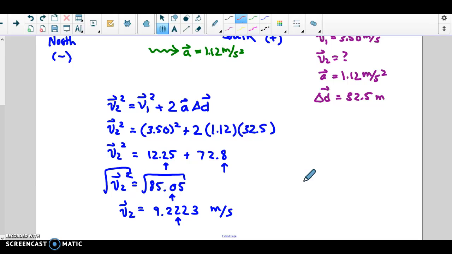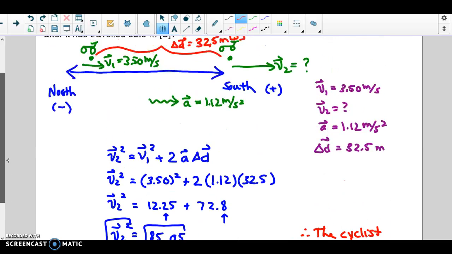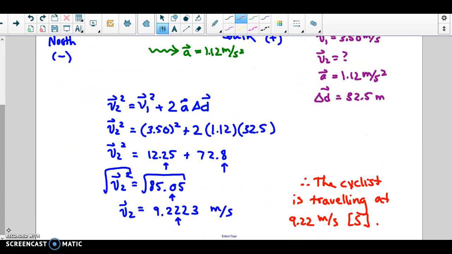So my final answer is, therefore, the cyclist is traveling at 9.22 meters per second south. We go back to our original question. That sounds about right. They started at 3.5 meters per second south. They're accelerating in that direction, so it makes sense that their velocity is going to be larger in the southward direction.